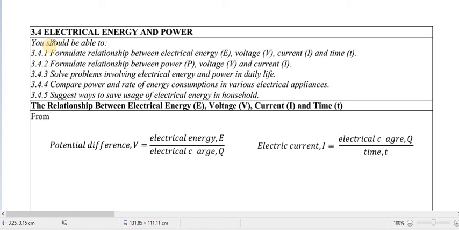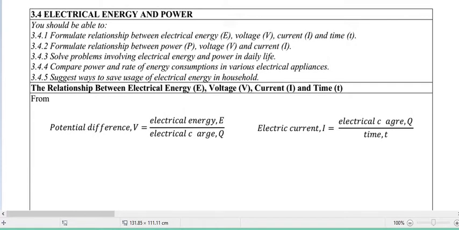Okay, today's topic is 3.4 electrical energy and power. Basically in this topic, what we want to learn is how to calculate how much energy is used by an electrical appliance or how much energy has been dissipated by resistance.